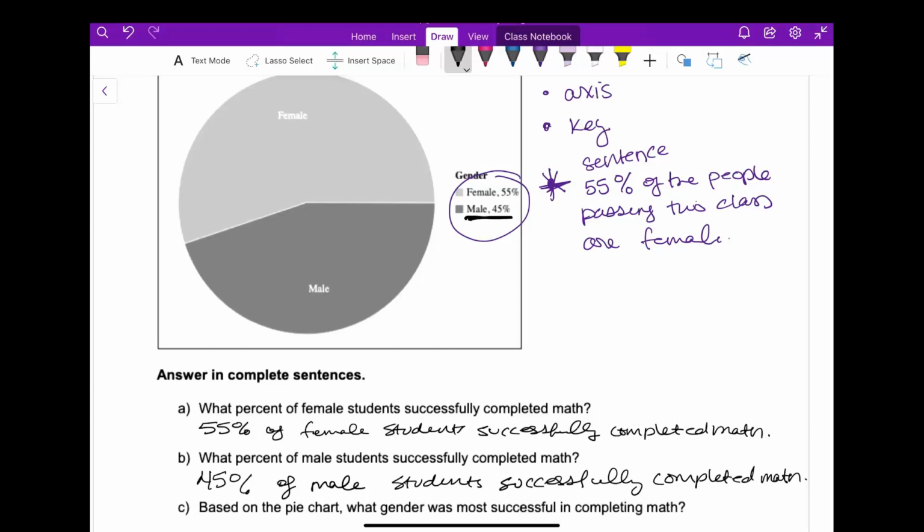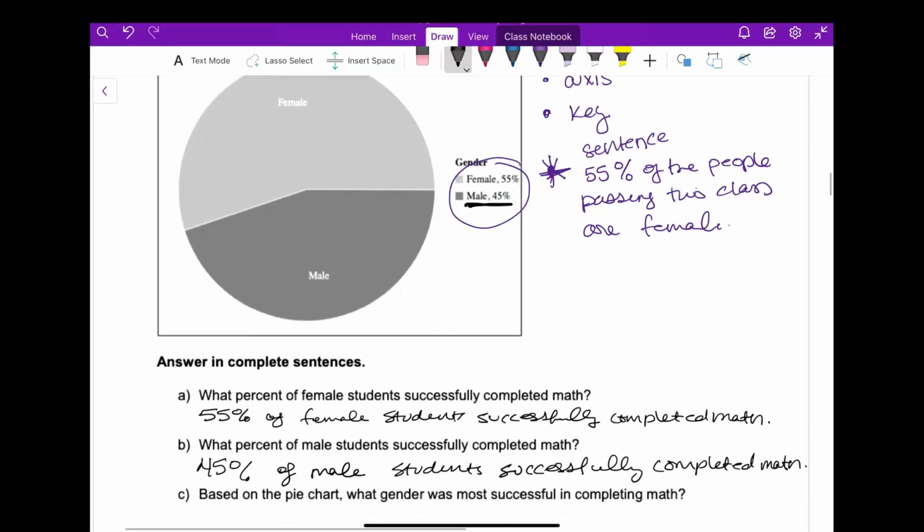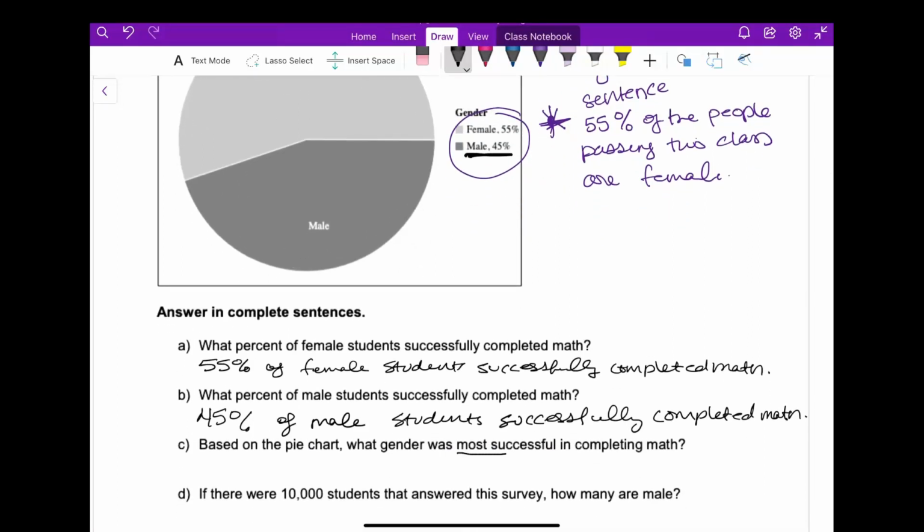Based on the pie chart, what gender was most successful in completing math? Ooh, I like this one. So, most successful. What are we looking for? We're looking for the biggest slice. Which one's the biggest slice? The biggest slice is the females. So, females were more successful.